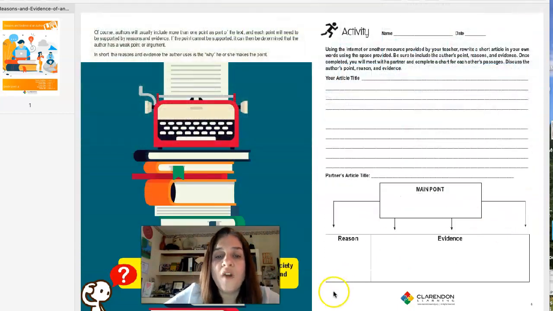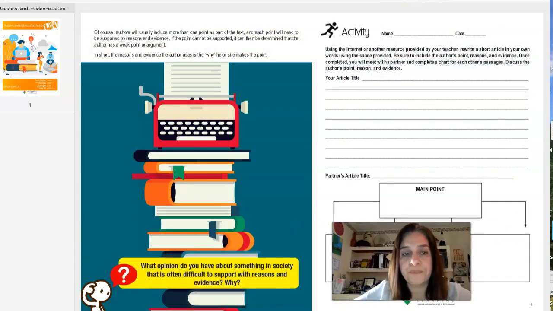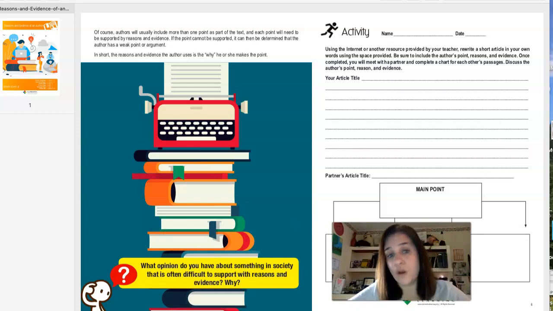So I'm going to move on to the next little part of this lesson, kind of wrapping it up like a little present. Of course, authors will usually include more than one point as part of the text, and each point will need to be supported by reasons and evidence. If the point can't be supported, it can then be determined that the author has a weak point or argument. In short, the reasons and evidence the author uses is the why he or she makes the point.